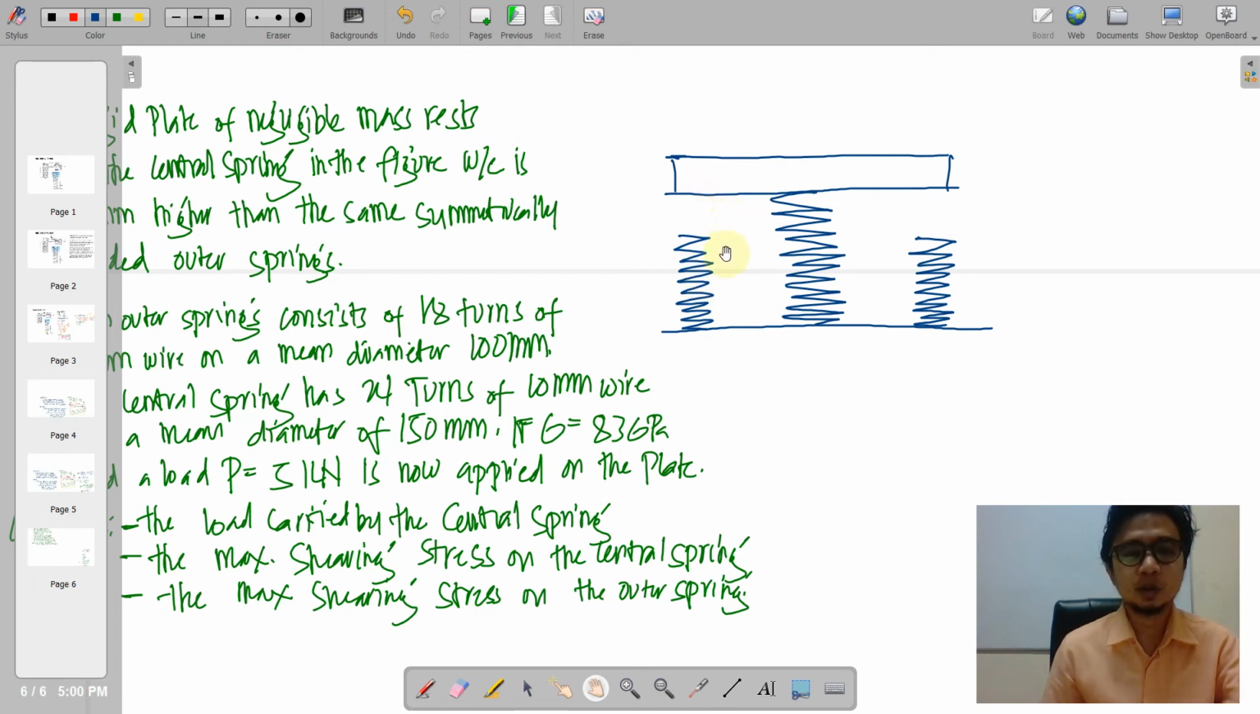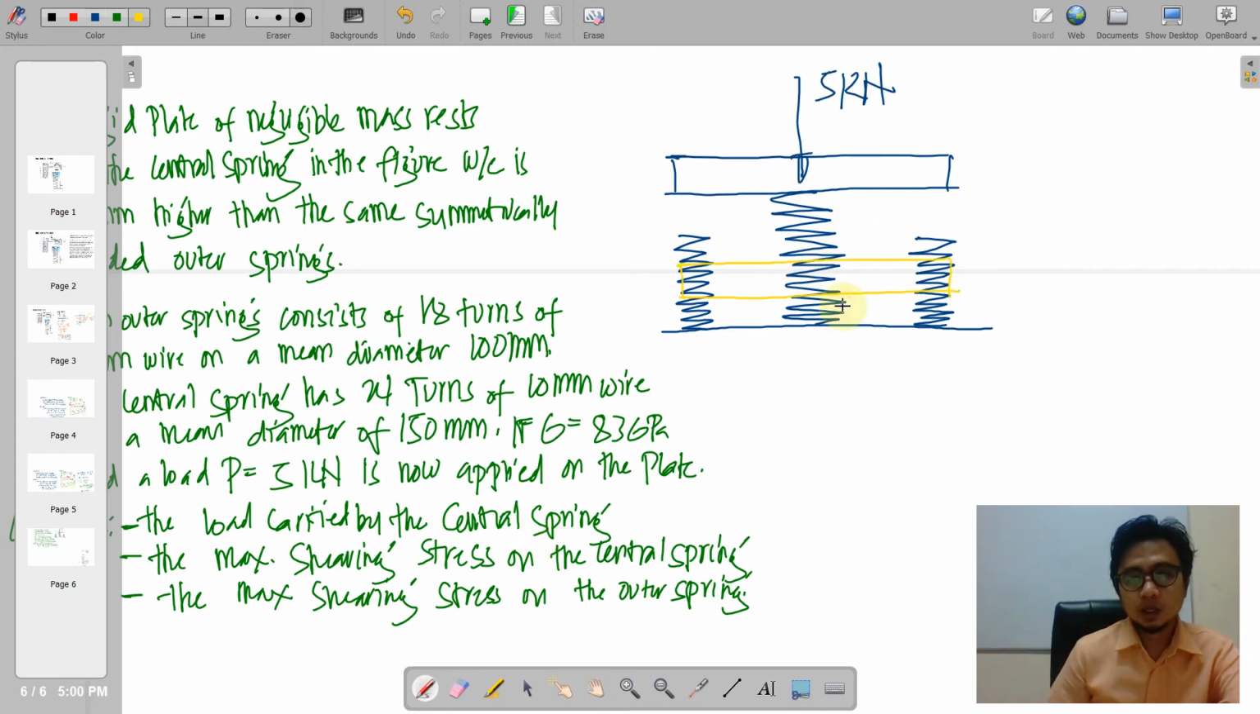So we are going to place now the loading, and that is 5 kilonewton. And we wanted to bring this platform downwards as to indicate our deformation. So this outer spring will have its deformation. Say I'll indicate that as delta O. So this will be the length that is being pushed by this platform up to this extent.